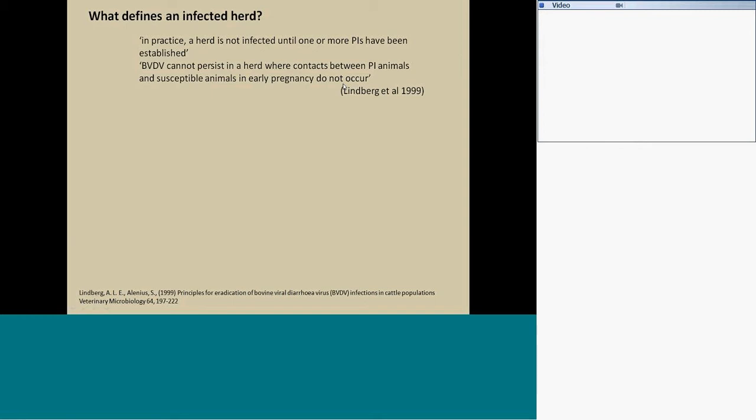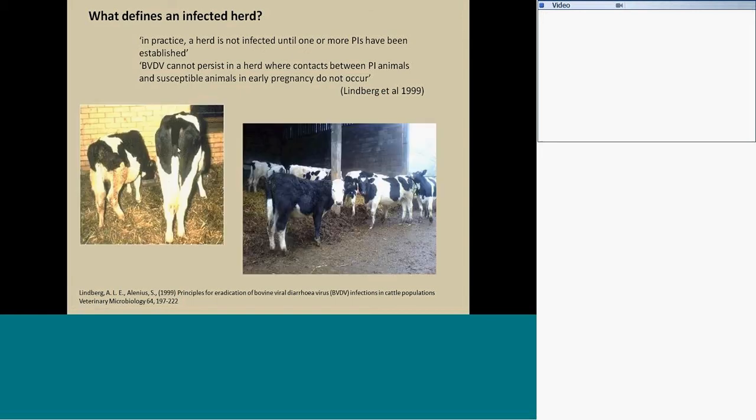So last time we spoke about how PIs themselves are produced, and the key thing about that is that a pregnant animal carrying a fetus has to be in the first third of pregnancy, and if she comes into contact with a PI animal herself, she becomes infected, the fetus becomes infected, and if the fetus isn't aborted, it'll become PI, and if it's born, it'll become a PI animal, and it will spread the virus on the farm.